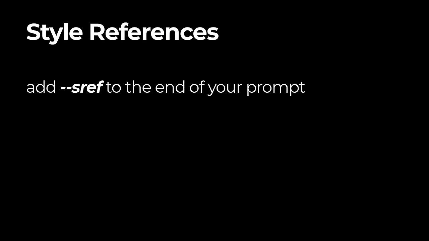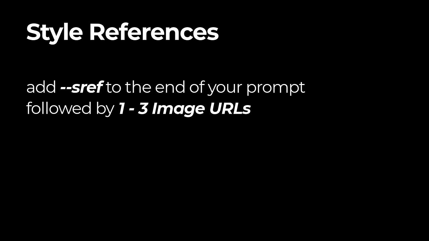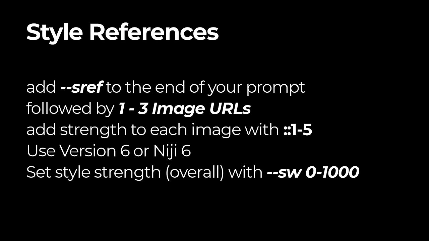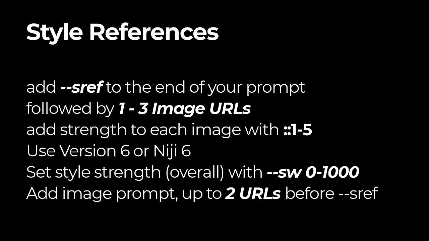So once again, let's recap. We add --sref to the end of our prompts. We can then add up to 3 URLs to mix styles. We can then prioritize those styles by adding a colon, colon, and a number between 1 to 5 to give each style a strength. We can use version 6 or Niji, and we can also set the style strength by adding --sw to the end of our prompt. And of course, we can even add an image prompt by adding image URLs before the --sref parameter.